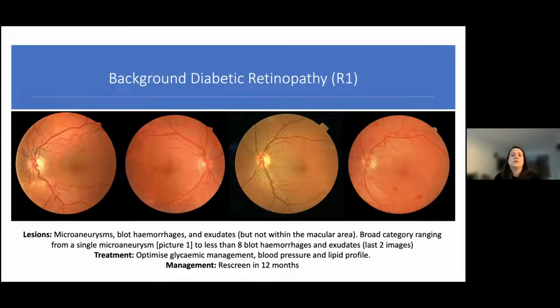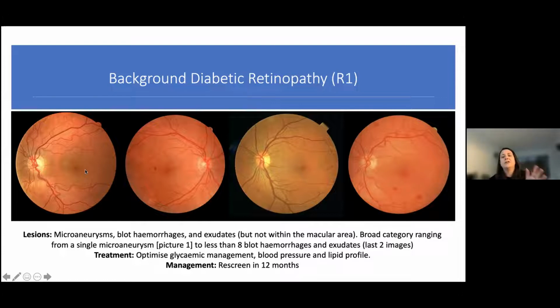So then we go into background retinopathy. This is the first level of retinopathy, the first sign of changes that we would see in your eyes. This is an R1 level. It's a really wide category. You can have anything from a single microaneurysm, which is a small red blood spot, which, if your eyesight's good enough, you might just see here where I'm pointing. There's a really small red dot.